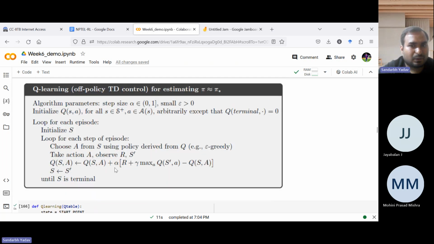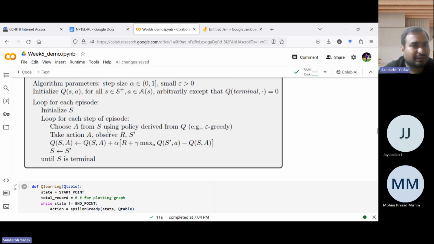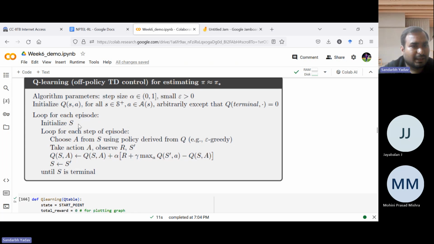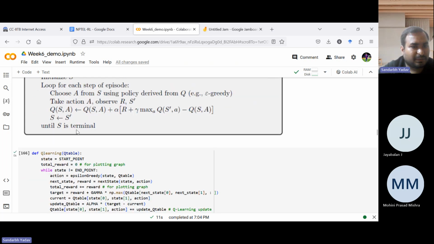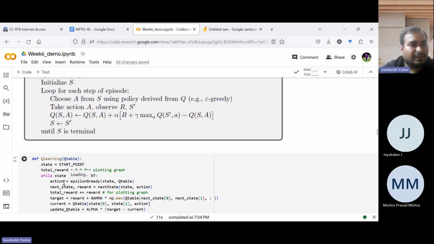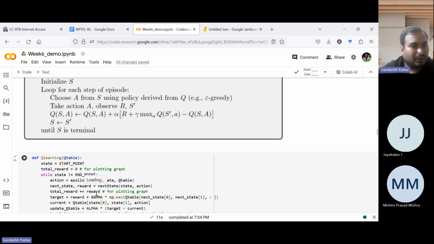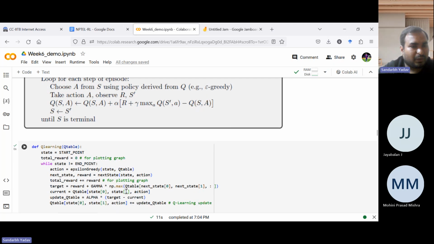So a similar thing is coded up here. State equals start point, and then loop for each episode. This reward is simply for plotting purposes. We will see the plots later. And then we are sampling this action using the epsilon greedy policy. We have passed the state S, and then we are taking this action in the state and getting the next state and reward. This total reward plus equal to is simply for plotting the graph.